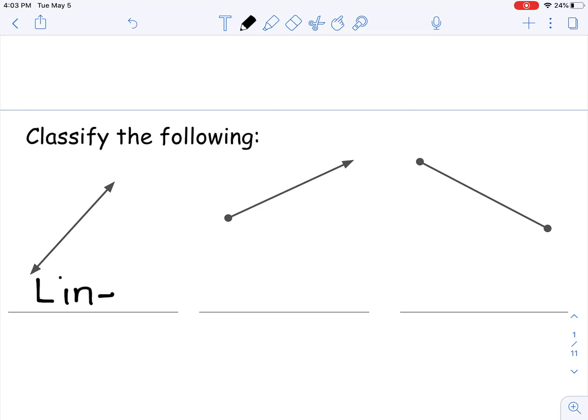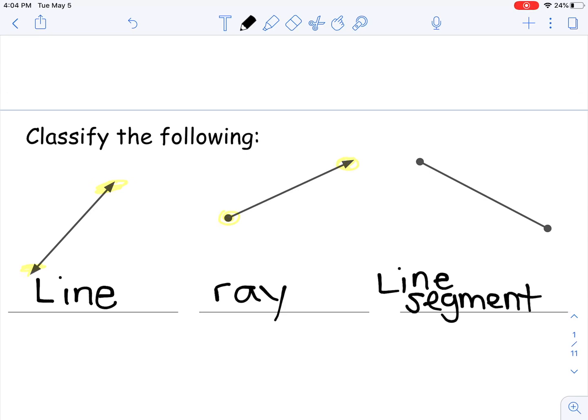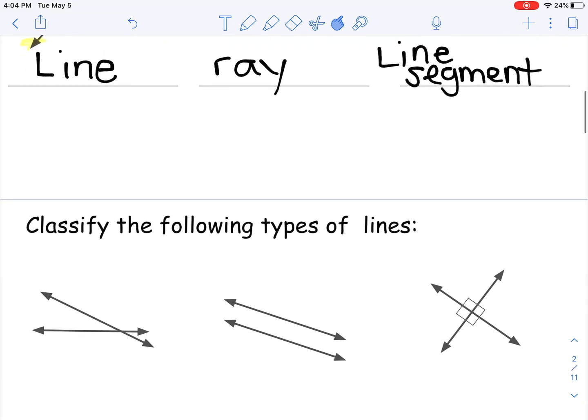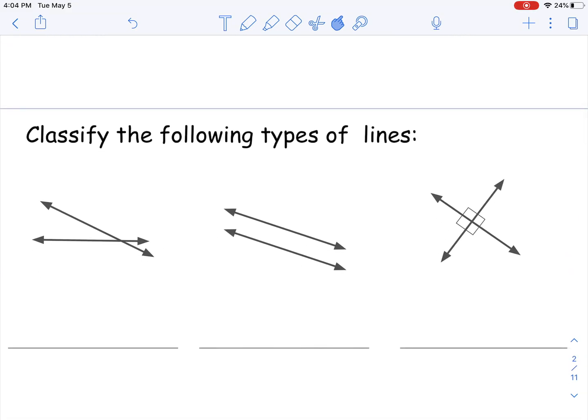So for example, this first one here, we have a line, and we know that's a line because it has two arrows indicating that it goes on forever in both of those directions. Then we have a ray. We know it's a ray because it has one endpoint and one end going on forever in that direction. And last but not least, we have a line segment, and we know this is a line segment because it has two endpoints.